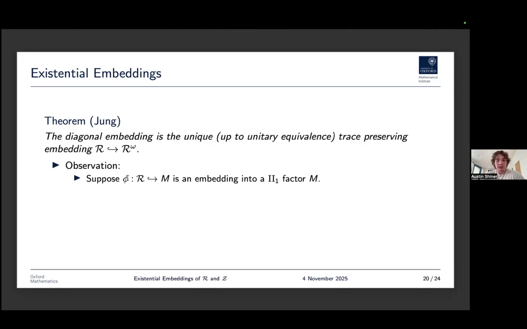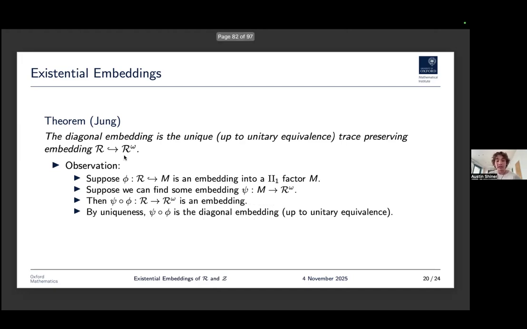So suppose we have some embedding of R into some II_1 factor M, a trace-preserving, unital, star homomorphism, all that. Suppose we can find any embedding, psi, of M into the tracial ultrapower of R. Well, when we compose them, we get a map from R into R omega, which by Young's theorem is the diagonal embedding, again, up to equivalence.